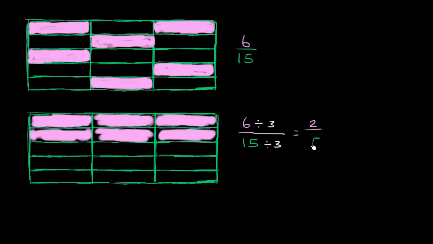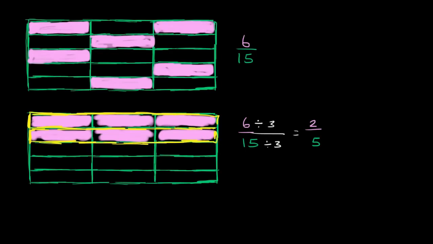Now, how does this make sense in the context of this diagram right here? Well, here we start off with 6 shaded in. You divide by 3, you have 2 shaded in. So what you're essentially saying is, hey, let's group these into sections of 3. So let's say that this right over here is one section of 3. This is one section of 3 right over here. So that's one section of 3. And then this is another section of 3 right over here. And so you have two sections of 3.